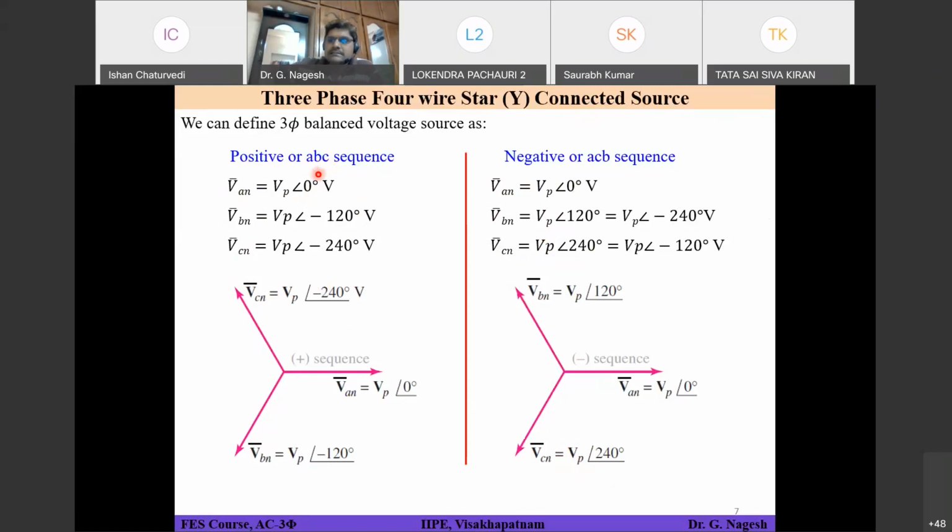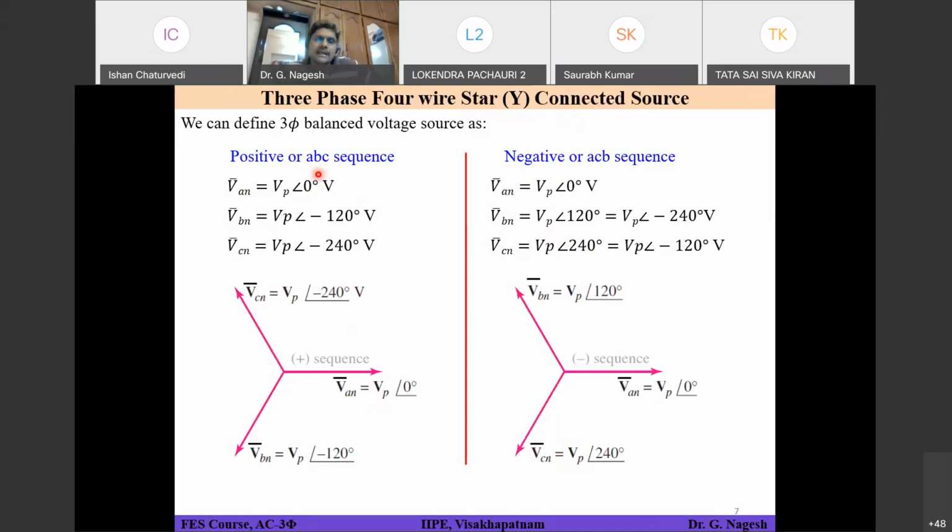What it indicates is, with respect to A, B phase will be minus 120. With respect to B, C phase will be again minus 120. So that's what ABC sequence or positive sequence means. A is considered as your reference, B is going to lag A by 120 degrees, and C is going to lag A by 240 degrees. That's what ABC sequence means.